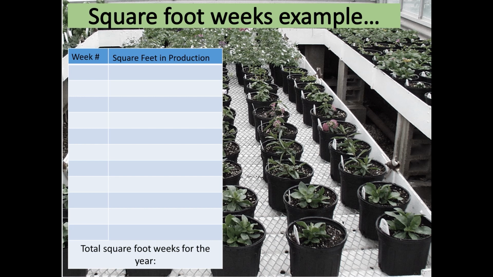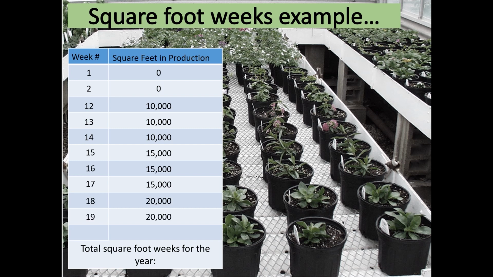So what this might look like, I'm going to do all the weeks of the year, and we see for week 1 and 2, I have no square feet in production, right? Beginning of January, nothing's going on there. And let's say it isn't until weeks 12, 13, and 14 of the year. Now I've got 10,000 square feet in production. And then on the next 3 weeks, I expand that, I bring in more. And so now I've got 15,000 square feet on each of those weeks. Week 18 and 19 is that. And then week 20, I'm to 0. And then I have 0 from week 20 all the way to the end of the year.